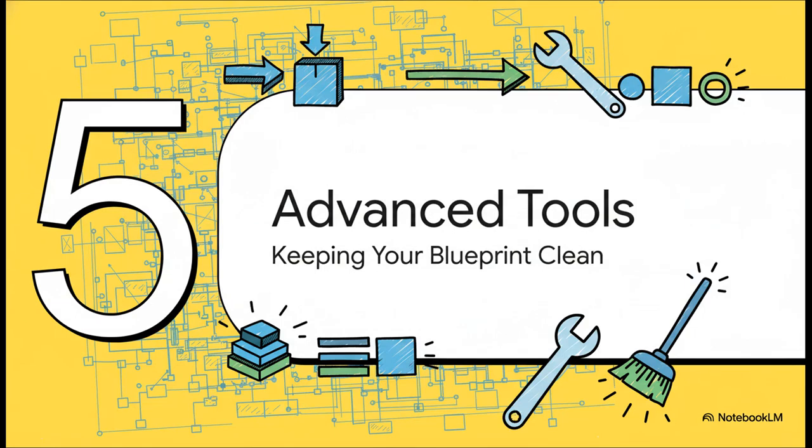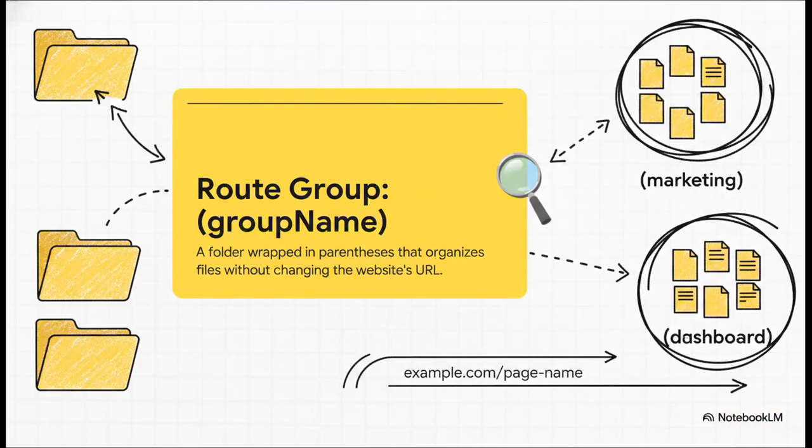Now, as your site grows, even the best blueprint in the world can start to feel a little cluttered. So Next.js gives us some really nice advanced tools to keep things clean and organized, even on really massive projects. This one is a really neat trick. It's called a route group. It lets you use folders just for organization, but without them actually becoming part of the URL. All you do is wrap the folder name in parentheses. So you can group all your marketing pages into a (marketing) folder, keep them all together, but the URLs stay nice and clean. It's pure organization, without any side effects.